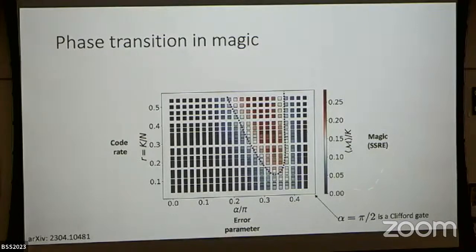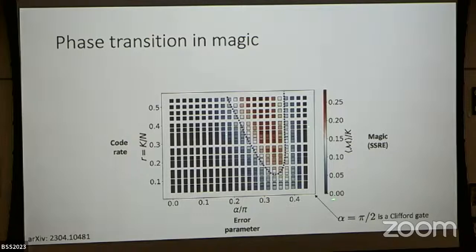Okay, and what do we see? So the colors are indicating the magic as measured through this second stabilizer Rényi entropy that I just described. And what you can see, so this line is just to help guide the eye, is that there's this region here that has high magic, and we call this the magical phase. And there's some kind of transition happening, which is what we're interested in looking at along this curve here.